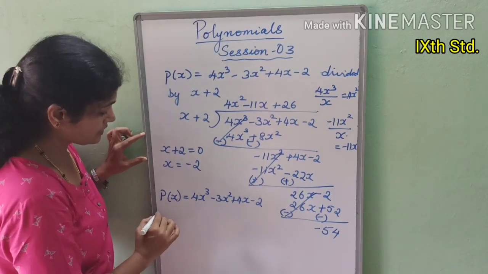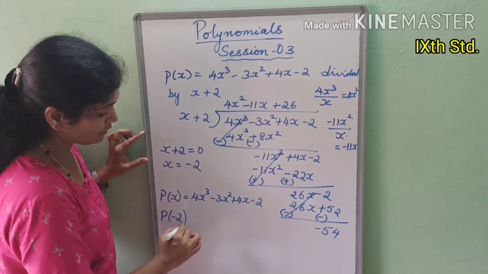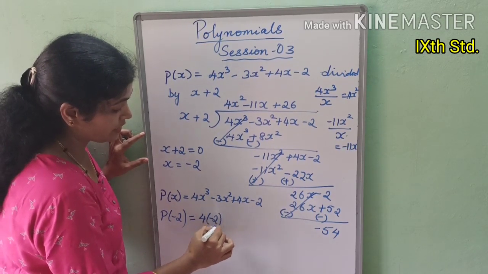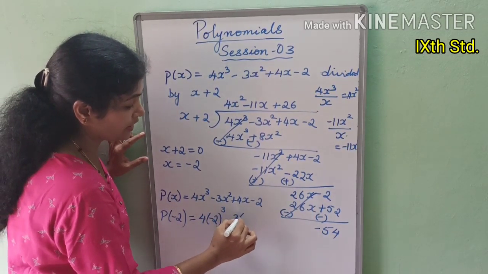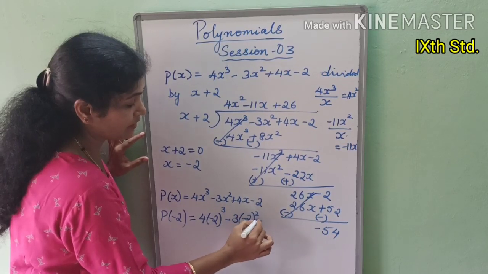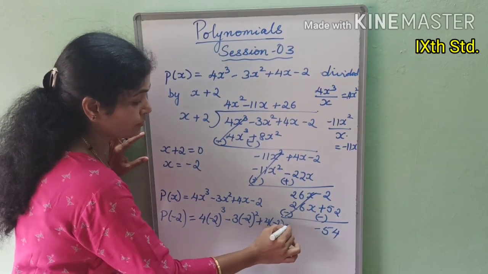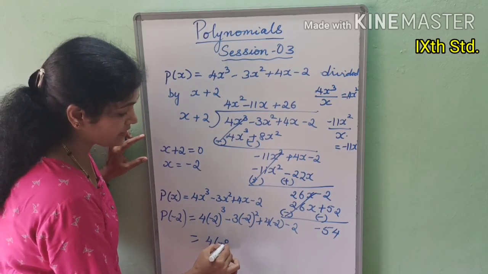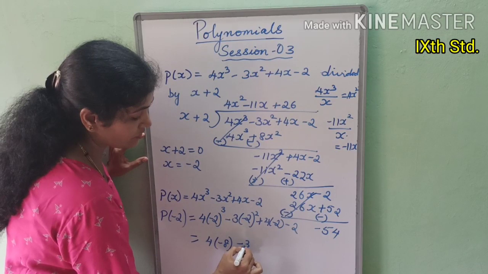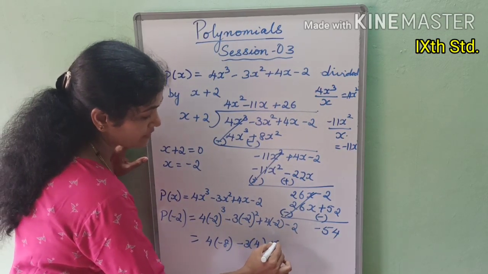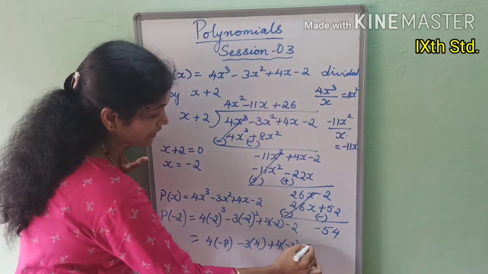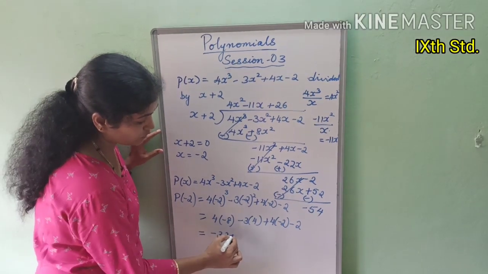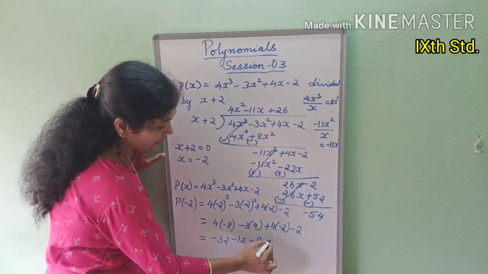Right? For this, let's find out what is p of minus 2. So it becomes 4 into (minus 2) whole cube minus 3 into (minus 2) whole square plus 4 into minus 2 minus 2. Right? So this is 4 into minus 8, then minus 3 into 4, plus 4 into minus 2, minus 2.